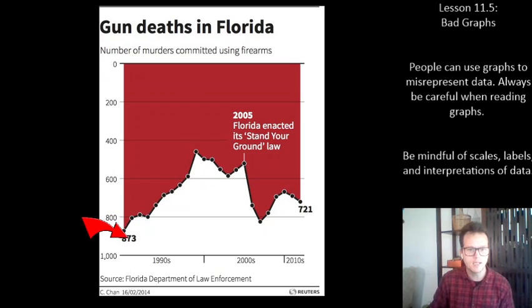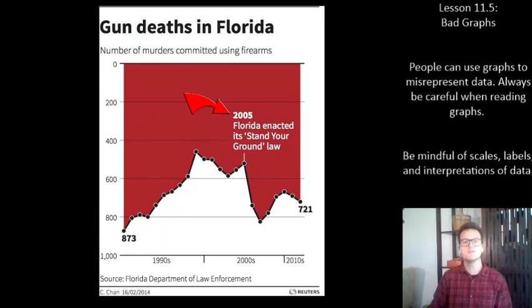So it looks like in the 1990s, this isn't a super great scale. They kind of have it separated by decade, which, okay. I would prefer to see it each year here. But early in the 1990s, supposedly there's 873 gun deaths in Florida. So number of murders committed using firearms. Okay, that's a big number. That's a bad thing. And then it looks like the data went up and up and up, and then it kind of dipped, and then it went up.